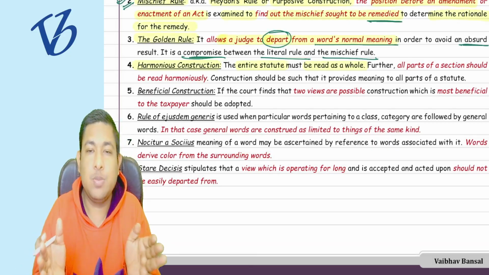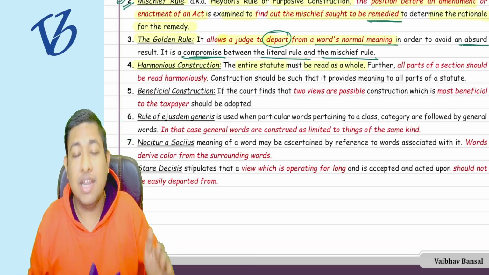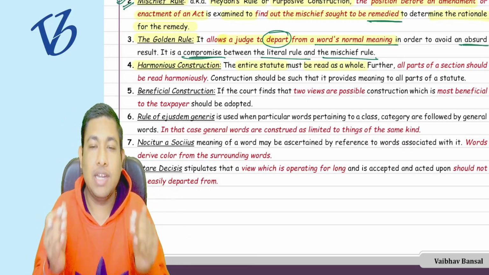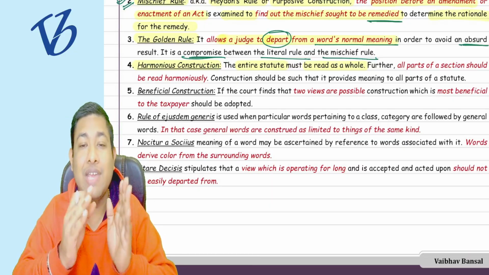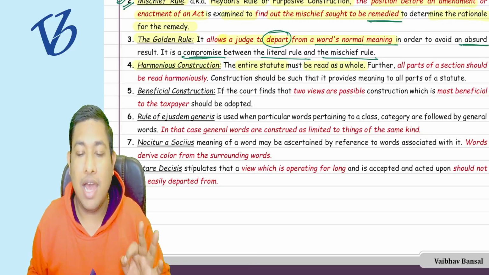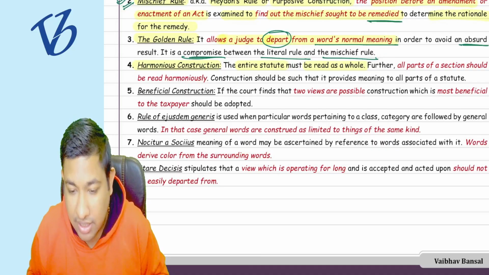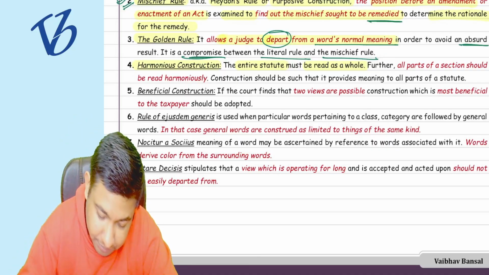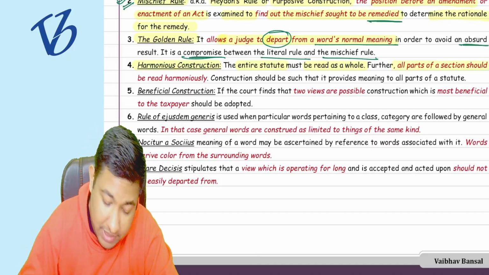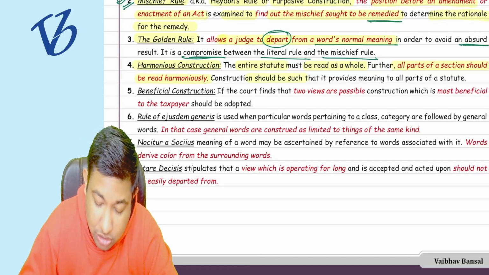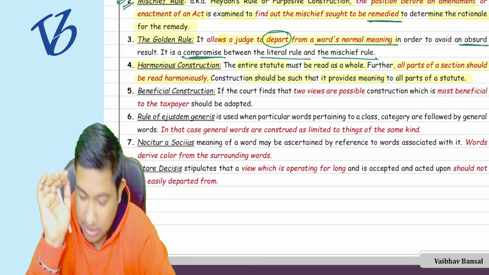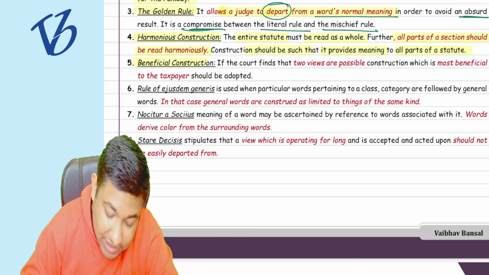There must be harmony between all the provisions. You have to create a sync between all the provisions and understand them in a logical manner by giving effect to each and every provision, and do not interpret in isolation. Understood or not? The entire statute must be read as a whole. Further, all parts of the section should be read harmoniously. Construction should be such that it provides meaning to all parts of the statute. Understood clearly?